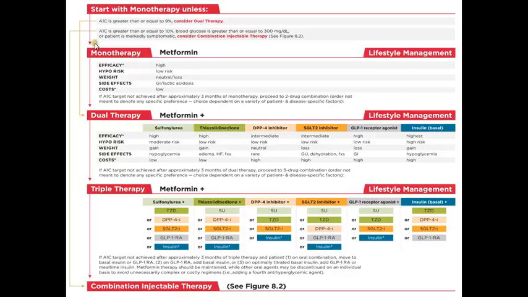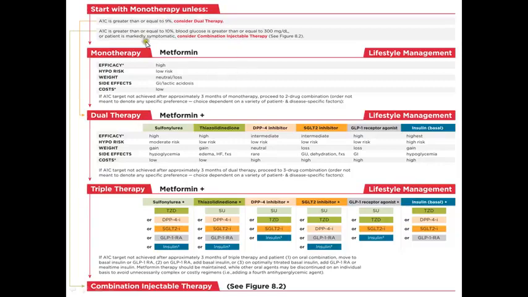Or if the A1c is more than or equal to 10% and the glucose levels are more than or equal to 300, or the patient is markedly symptomatic, consider combination injectable therapy. That is insulin or non-insulin injectable therapy you have to think of. If the HbA1c is less than 9, you start with monotherapy.